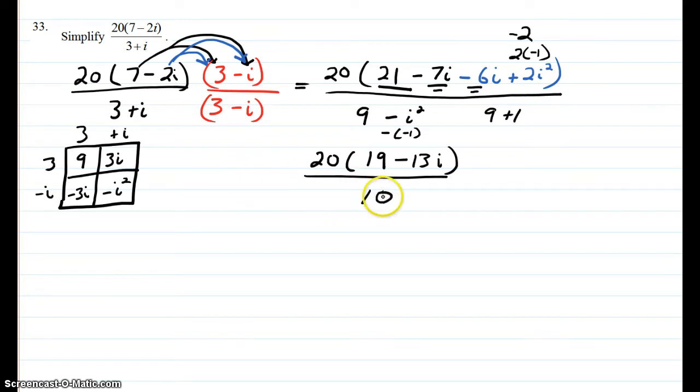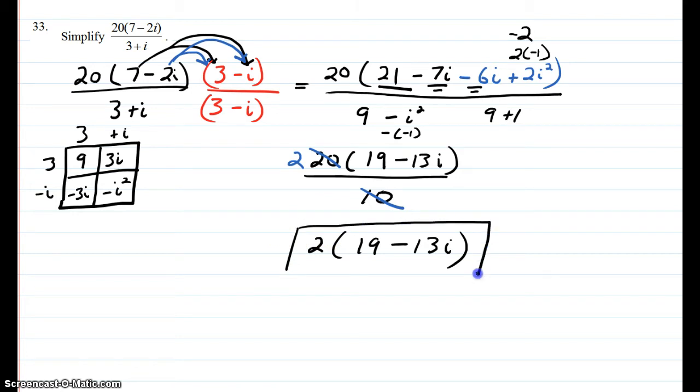So now we can reduce our fraction. 10 is going to go in the 20 2 times, and so I'm left with 2 times 19 minus 13i. So if this isn't one of the possible answers, you could try multiplying the 2 in, but more than likely this will be the answer because we want it in simplest form, so we'll factor out the GCF.